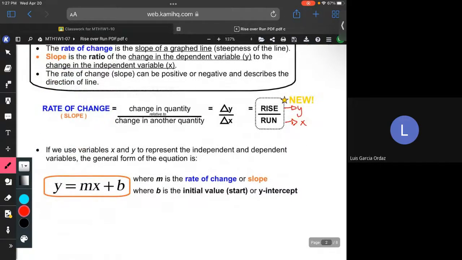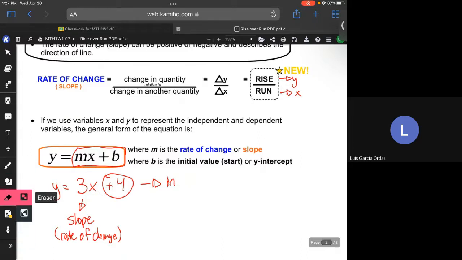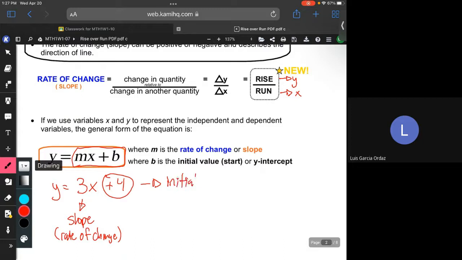So like I said, this is what we're going to learn about: y is equal to mx plus b. For example, if we have y is equal to 3x plus 4, your 3 is your slope or your rate of change, another fancy way of saying the word pattern. And your 4 is your initial value. So this is where your graph touches the y-axis. I almost spelled initial wrong.